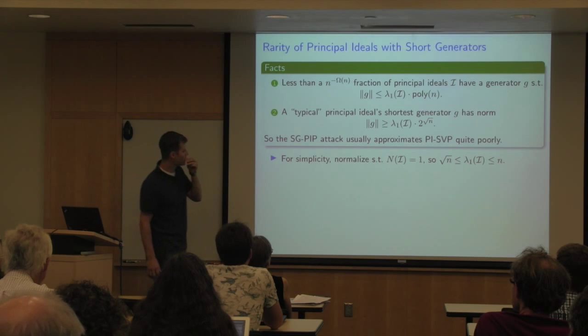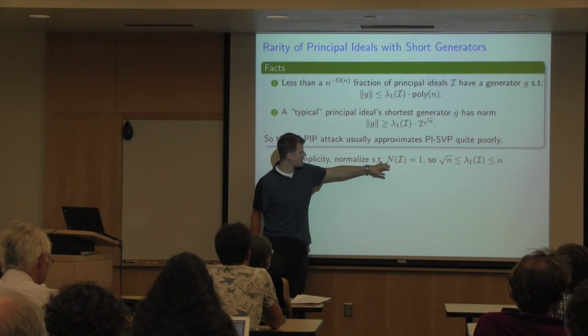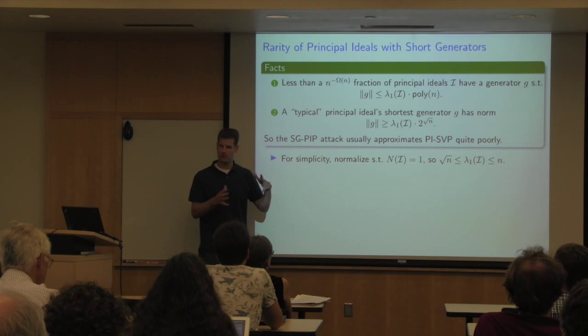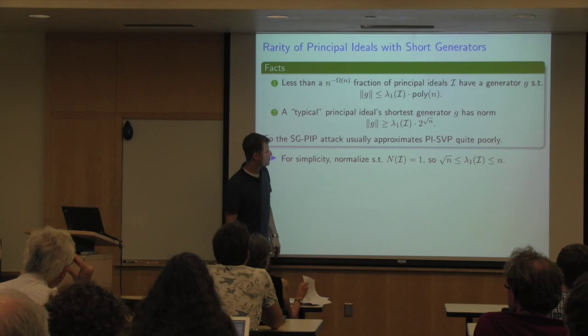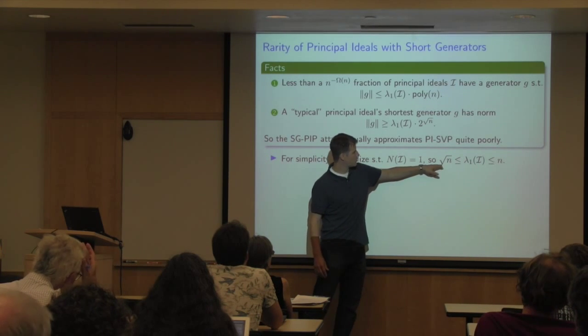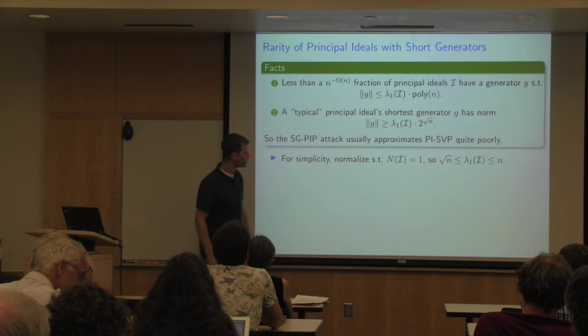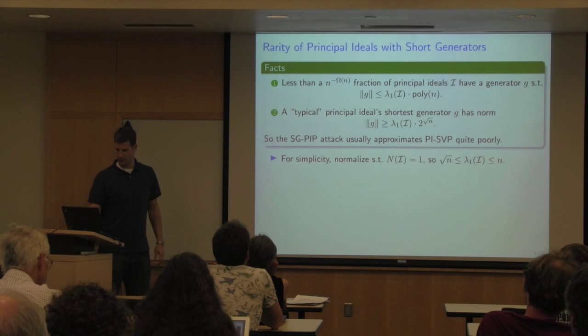So again, as I mentioned, for simplicity, let's normalize the ideal. So we'll scale it down to have norm 1, so it becomes a fractional or even irrational ideal. And what you can prove, elementary bounds, when the norm is 1, then the minimum distance is between root n and n in the cyclotomic field of degree n.